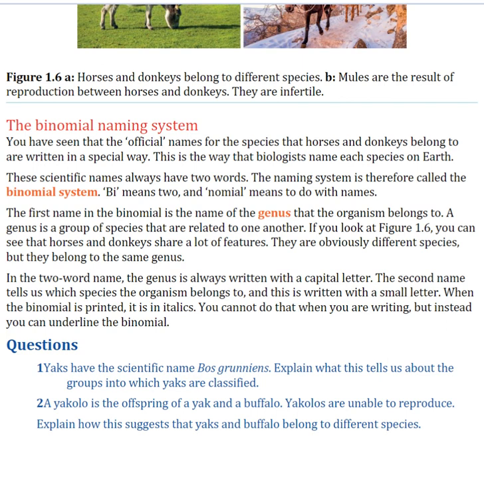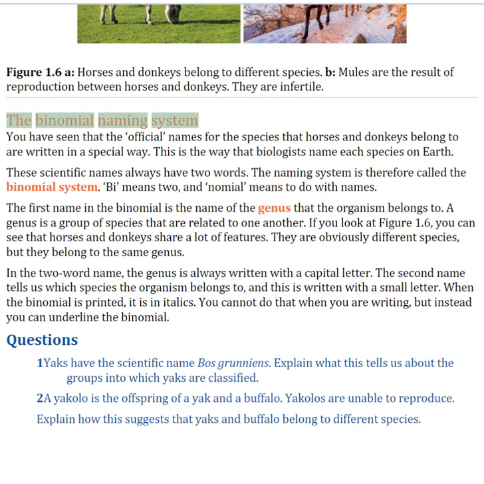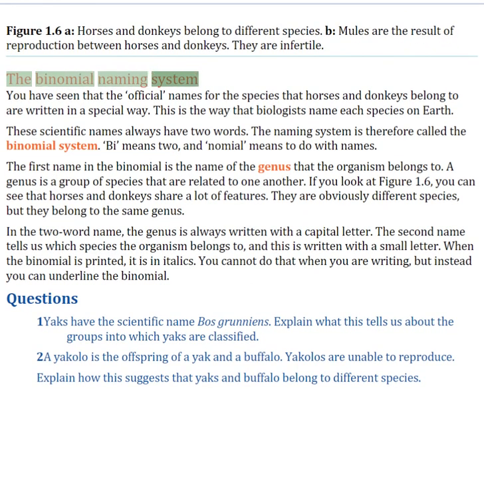They are usually strong, healthy organisms, but they cannot reproduce. They are infertile. Figure 1.6a. Horses and donkeys belong to different species. B. Mules are the result of reproduction between horses and donkeys. They are infertile.